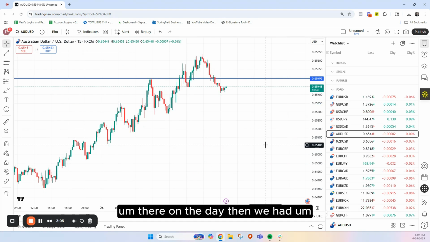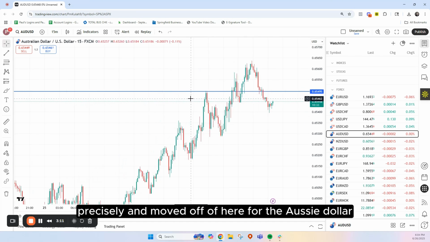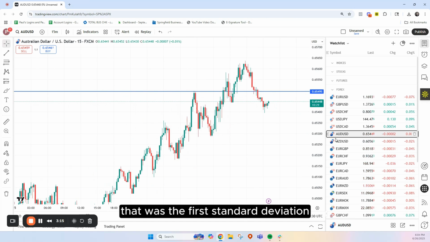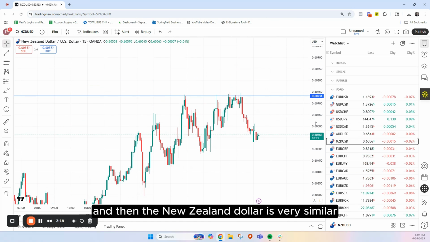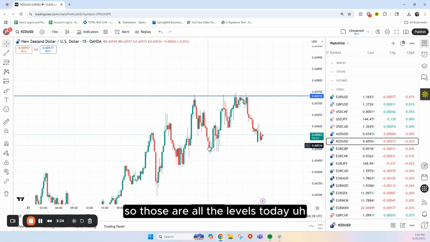Then we had one level that was hit, the 65.49. It was hit directly, precisely, and moved off of here. For the Aussie dollar, that was the first standard deviation. And then the New Zealand dollar is very similar here at the 63, hit exactly and moved off. So those are all the levels today.